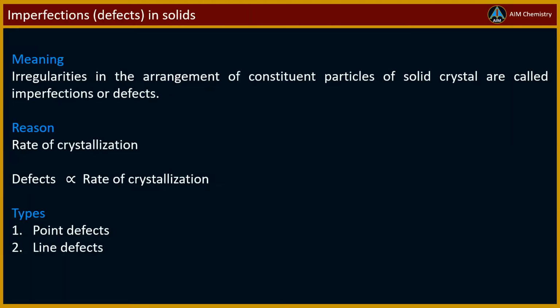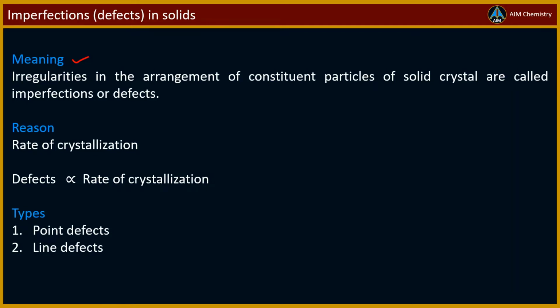In this session, we will see imperfections or defects in solids. The real naturally occurring crystalline substances do not have perfect crystalline structures. Irregularities in the arrangement of constituent particles of solid crystal are called imperfections or defects.